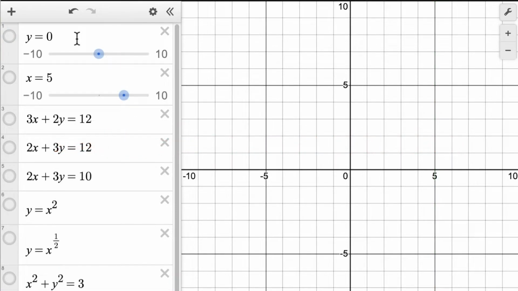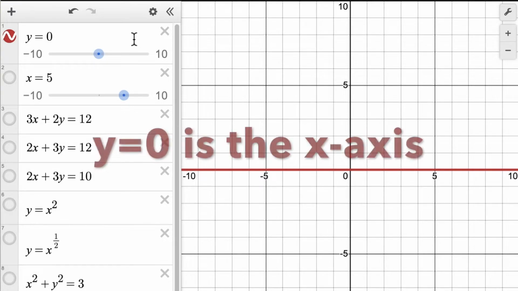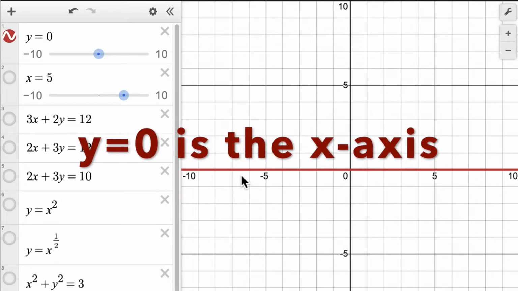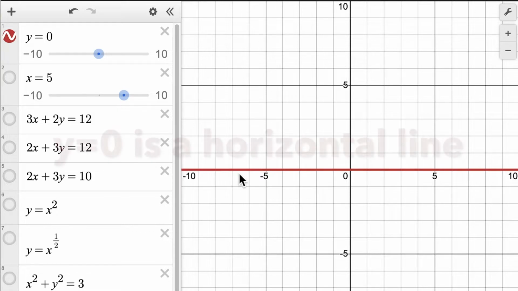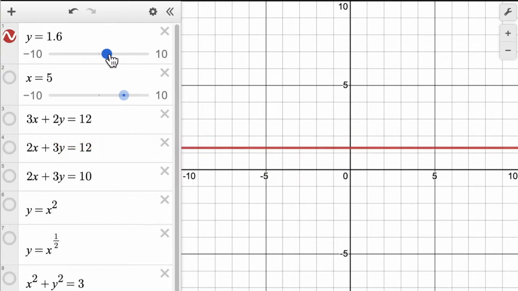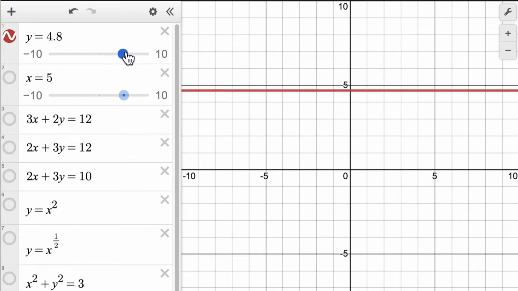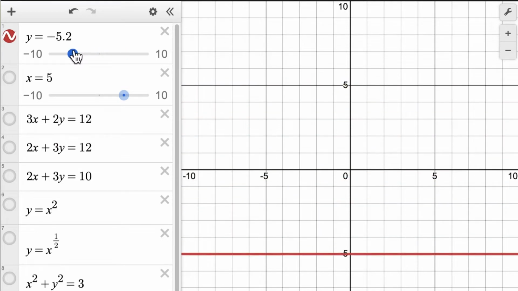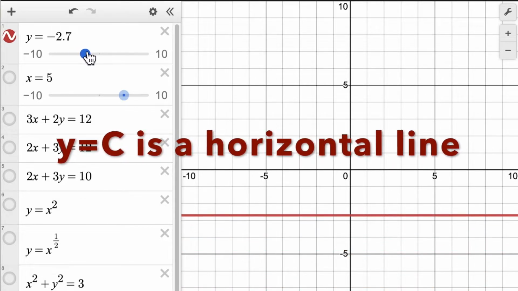Now, how about y is equal to 0? Y is equal to 0 is the x-axis, and you can see that by the red line here getting highlighted. That's a horizontal line, and if we make it more positive, it'll move up, and negative, it will move down. But it stays a horizontal line.